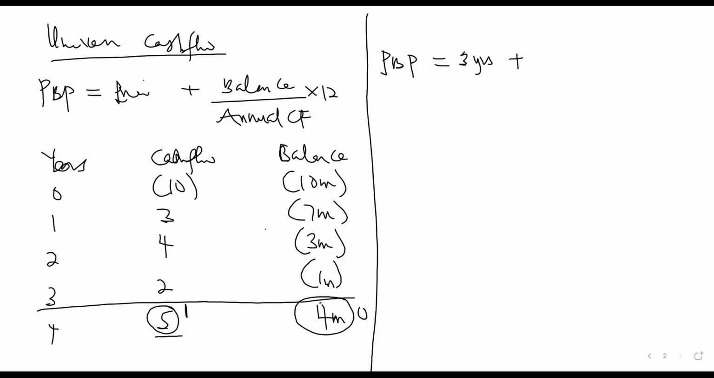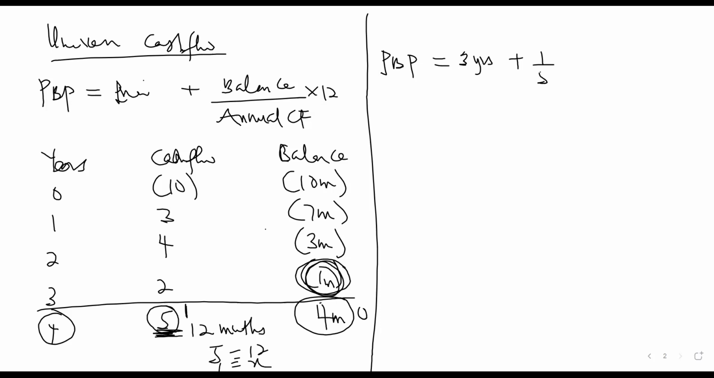Then you now ask yourself, we need 1 million in the 4th year for the project to pay back. But the total cash flow for that particular year is 5 million. So this 5 million is for 12 months. So how many months is going to give us the 1 million that we need? That's what we do. So if 5 million is equal to 12 months, 1 million will be equal to what?